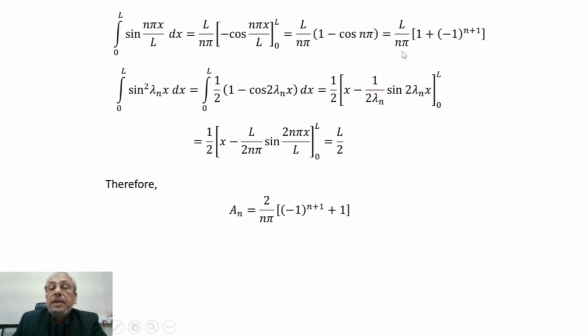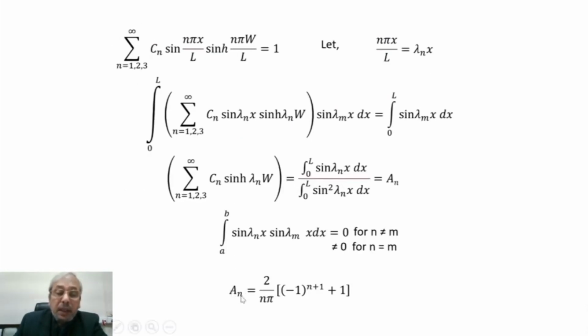Now this quantity was the numerator, this quantity was the denominator, and from here, if we divide this by L by 2, we'll get an equal to 2 by n pi into minus 1 to the power n plus 1 plus 1. So that is what we wanted to go by one slide. That was our target, to show that this an is given by 2 divided by n pi into minus 1 to the power n plus 1 plus 1.